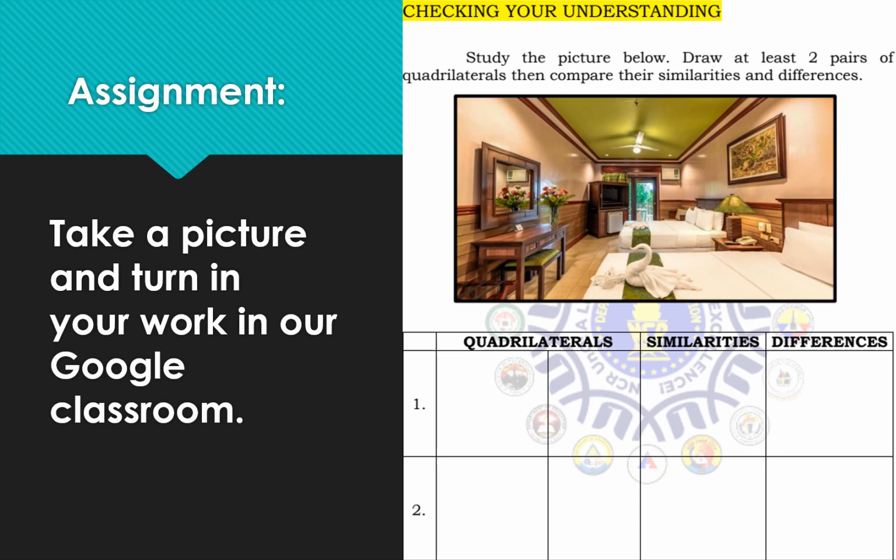What are the quadrilaterals that you can see in that picture? For example, you see a trapezoid and a square. So you compare trapezoid and square. What are the similarities and the differences? And for another two shapes, a rectangle and a square, how are they similar? What are the similarities and the differences? Just turn in your work in your Google Classroom or in ManyChat.